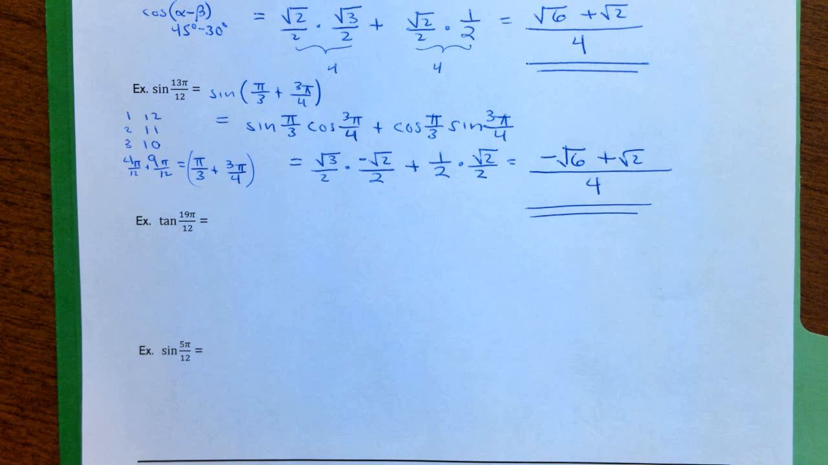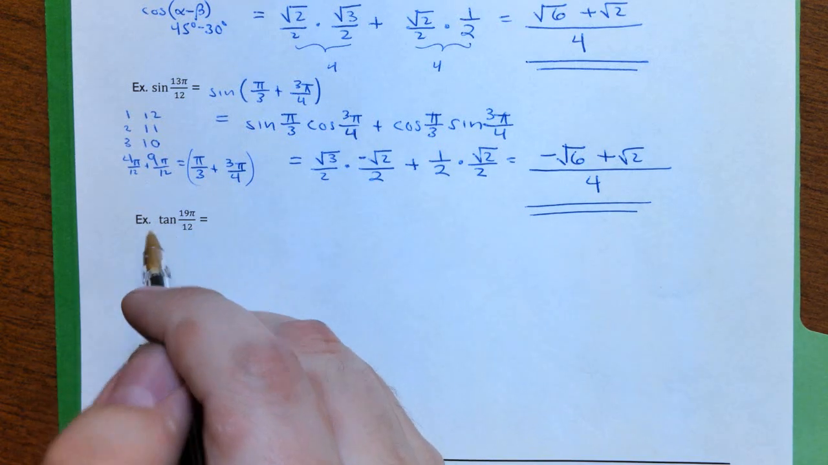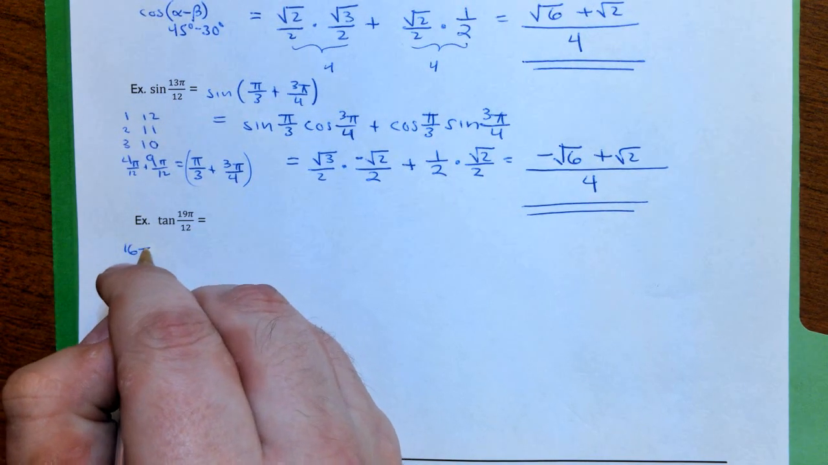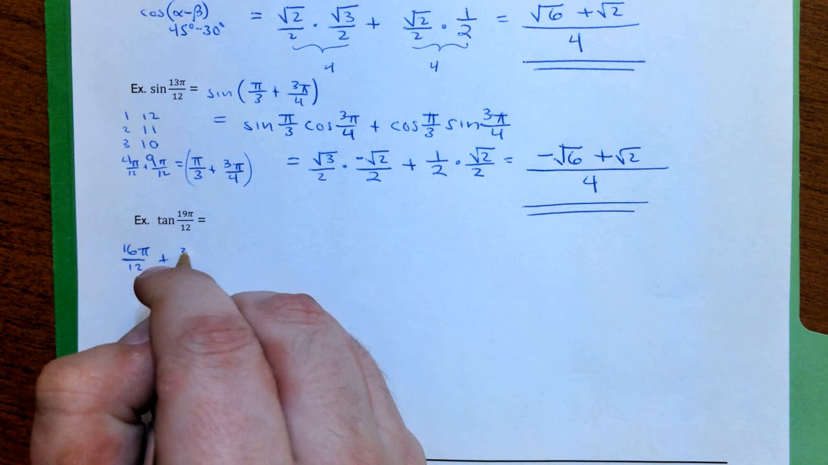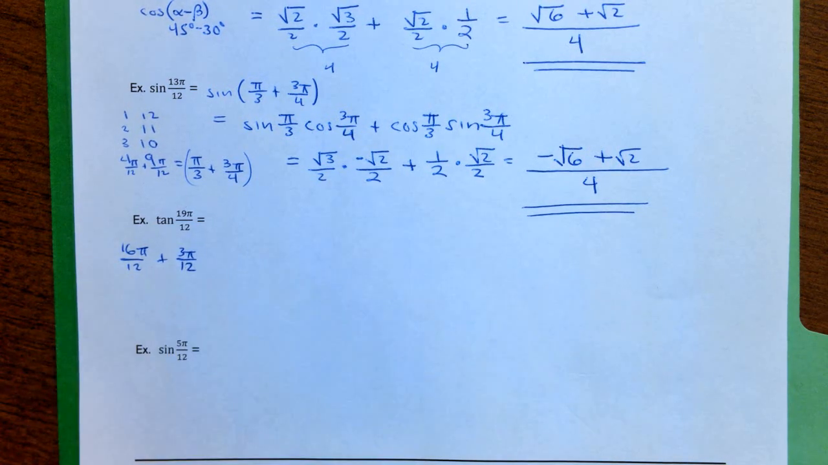So I see 19 pi over 12. And again, there's multiple ways I could come at this. 19 pi over 12. I could try and do this via subtraction. I could try and do this via addition. For me, addition makes the most sense. I see 19 and I think of 16 twelfths plus 3 twelfths.